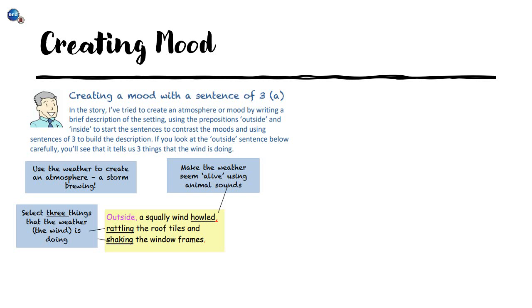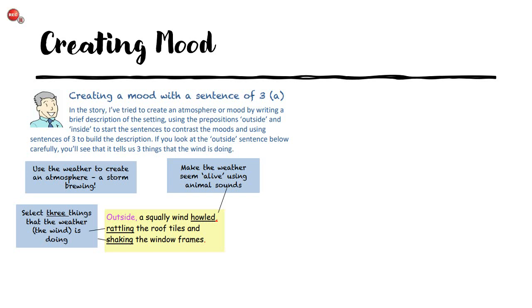So outside, a squally wind howled. Okay, so by using howling, we're making it seem alive. It's that personification we've talked about. Rattling the roof tiles and shaking the window frames. Now we're showing what the wind is actually doing. What is it having an effect on? It's affecting other things. So we've used the weather to create an atmosphere, a storm brewing, almost a dark atmosphere.